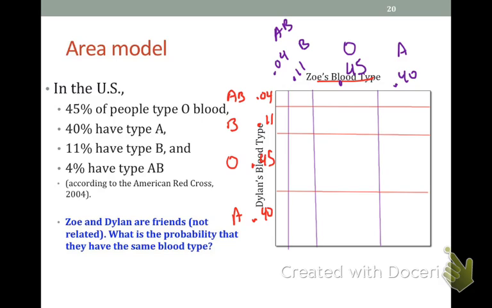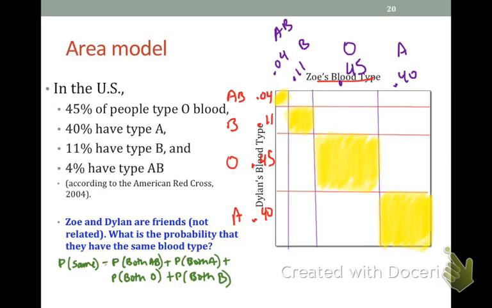The question says, what is the probability that they would have the same blood type? So they would both be AB, or they would both be B, or they would both be O, or they would both be A. So in this case, we're going to look at all of those, where they're each the same. So it's the probability of both AB, probability of O and B. And by filling in those areas, we could then determine the total area that would represent that probability of having the same blood type. So we'd add them up.